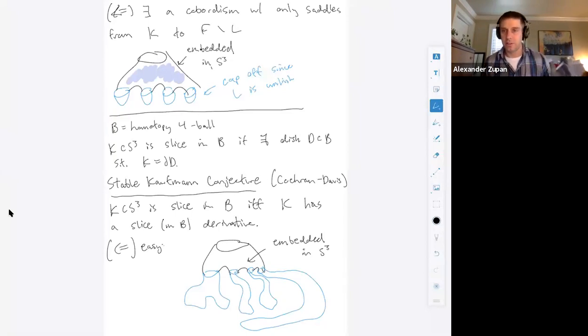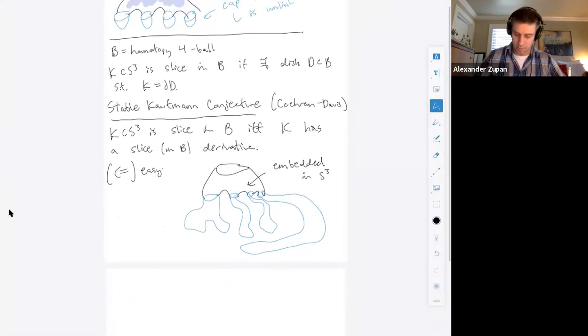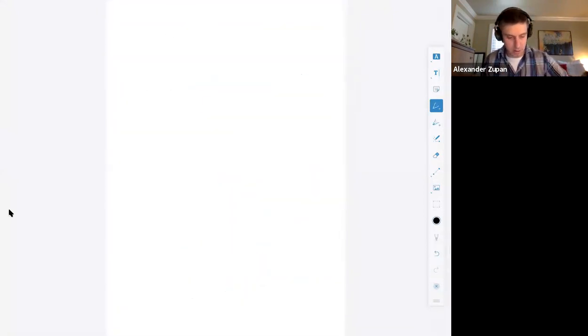Okay, so we have a characterization of ribbon knots. We have a characterization of slice knots. Let me now tell you about handle ribbon knots. Let me motivate the definition before I give you the definition.